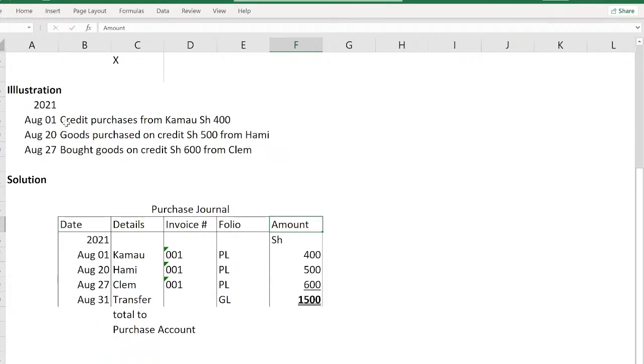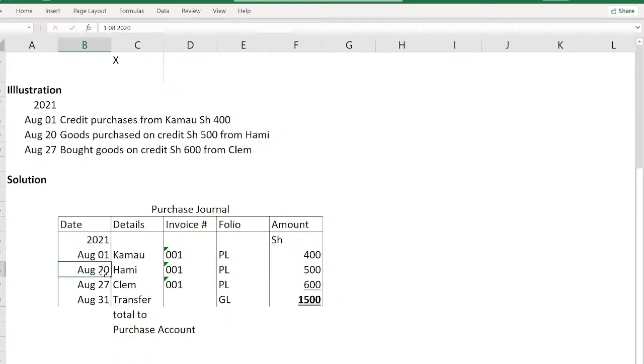So on August 1, we had a credit purchase from Kamau. So August 1, Kamau, invoice 1. Then the folio, we can write PL, the purchase ledger. Then shilling 400.